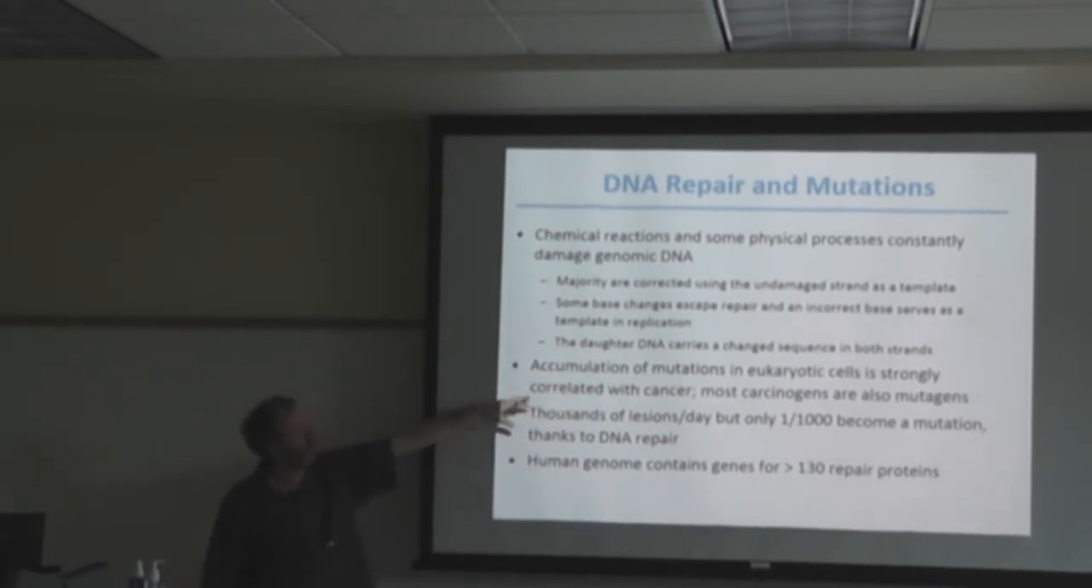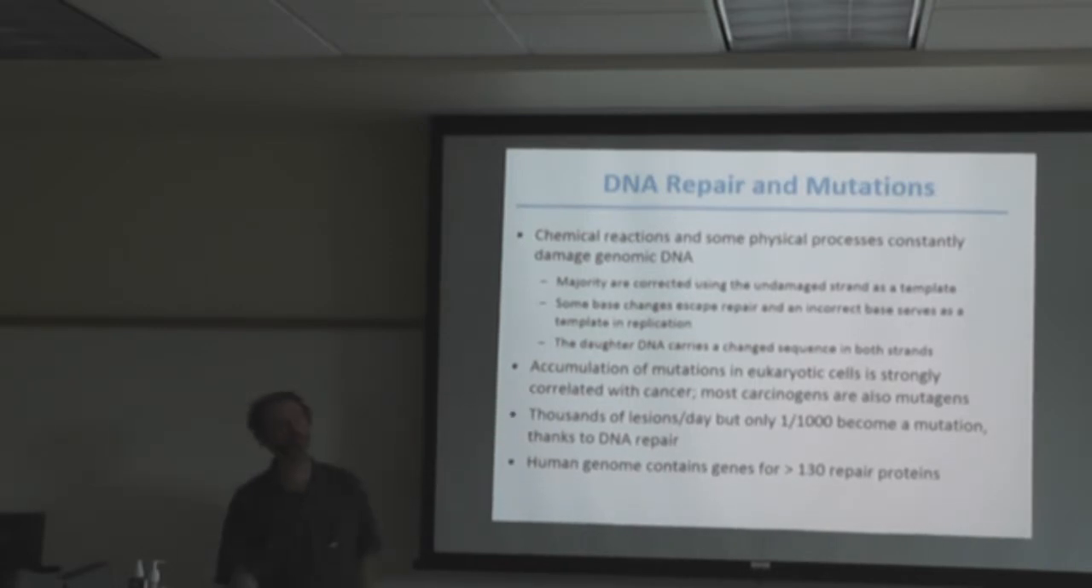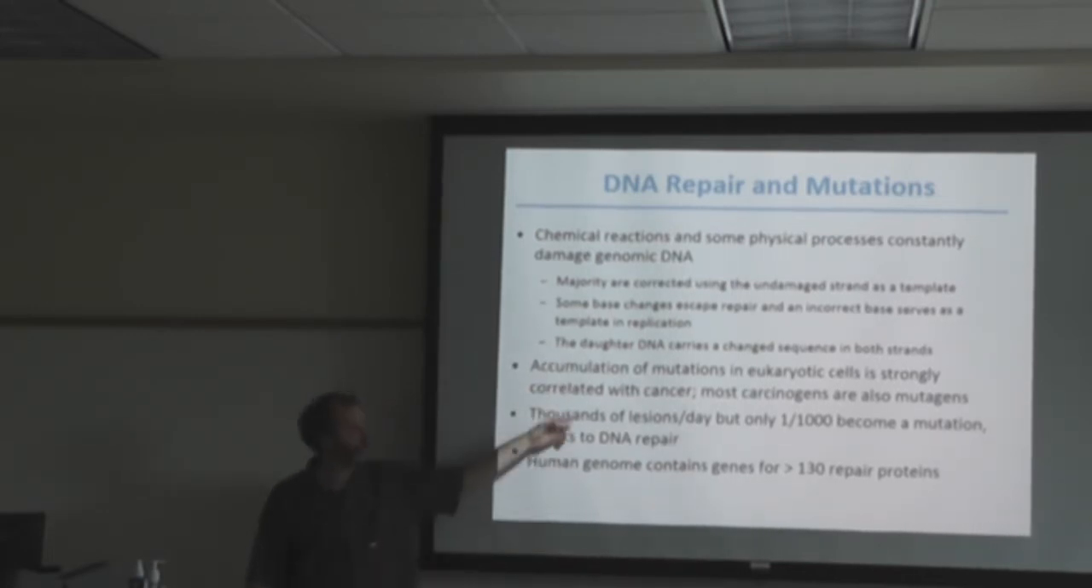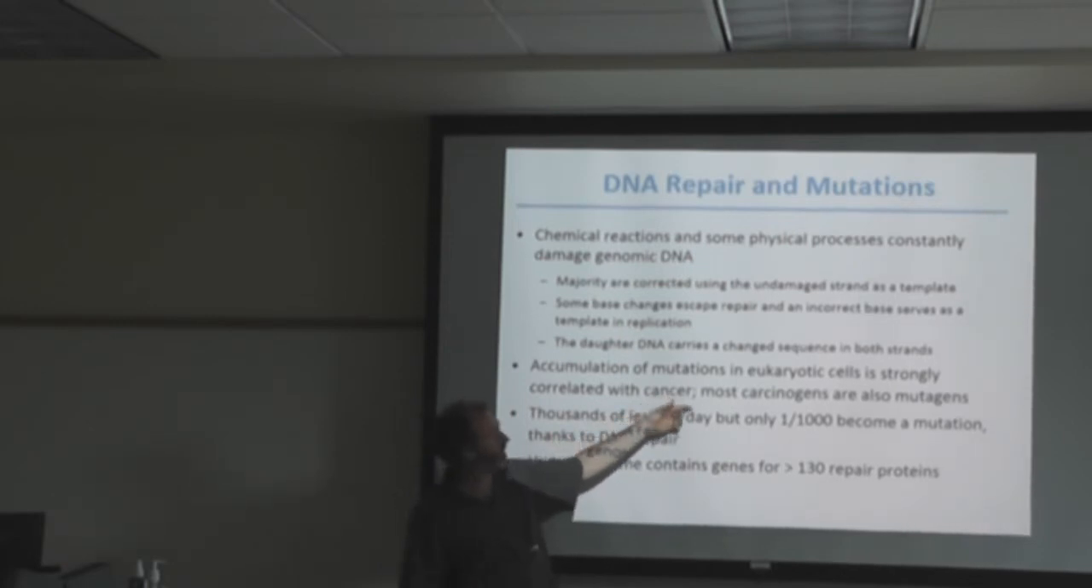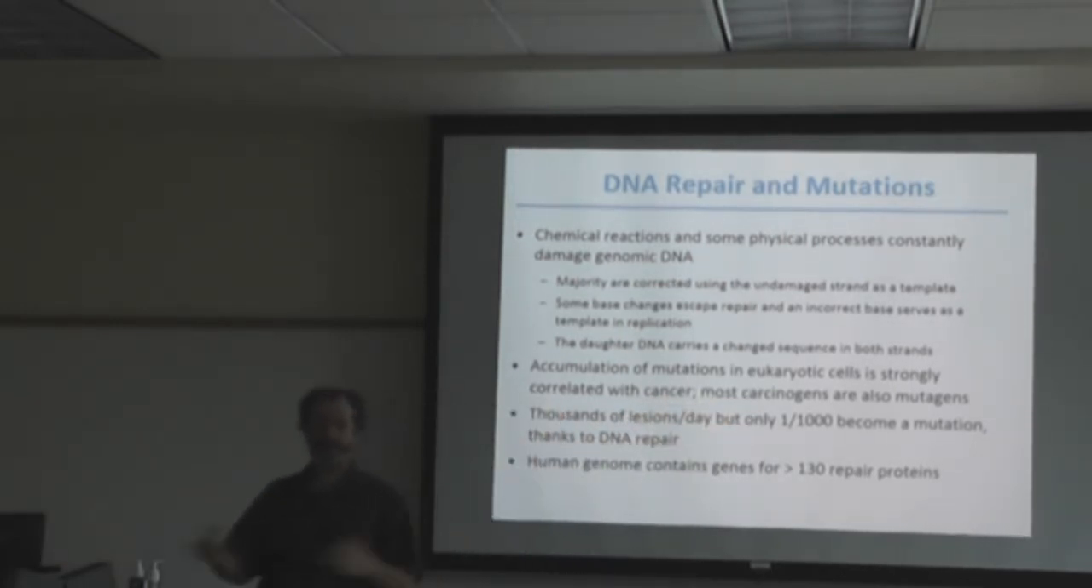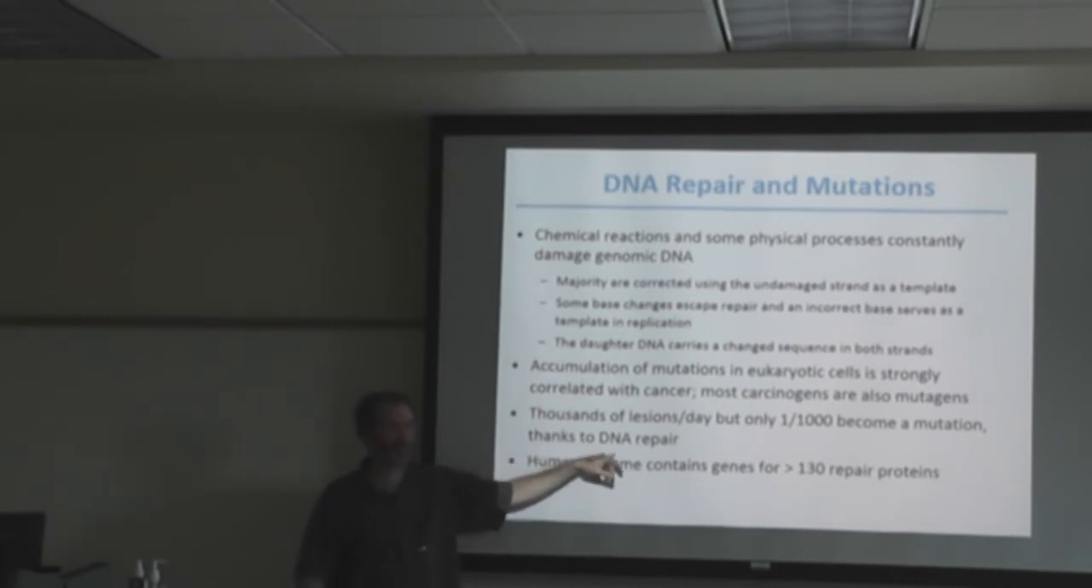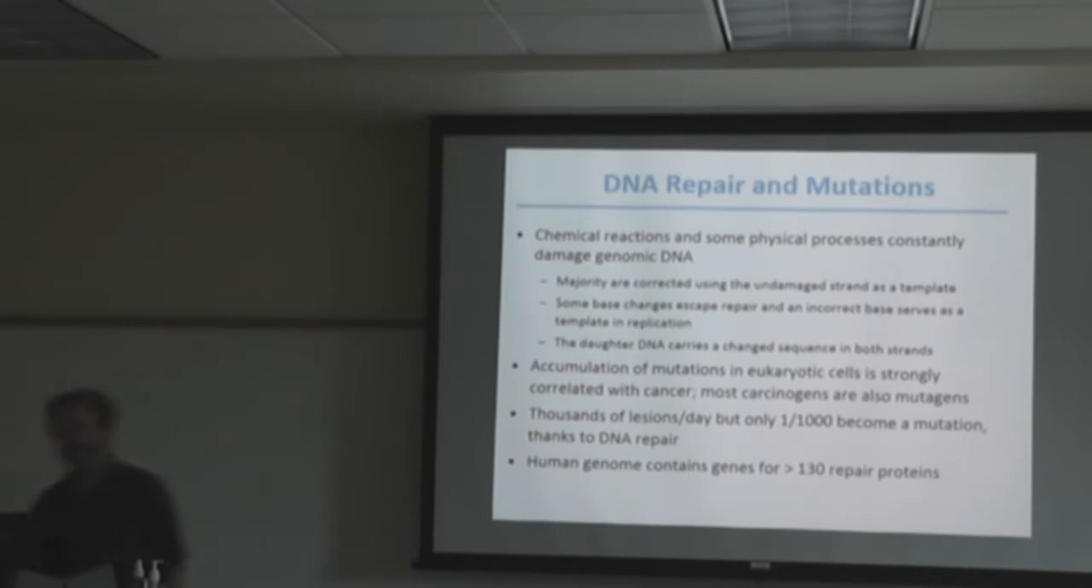Accumulation of mutations in eukaryotic cells is strongly correlated with cancer. So if we just start introducing mutations with every cycle, eventually we'll accumulate mutations. Once we accumulate mutations, eventually those mutations can interfere with cell cycle sequences or proteins, and then that can result in cancer. Thousands of lesions a day, but only 1 in 1,000th will become a mutation because of the DNA repair. The human genome contains genes for greater than 130 repair proteins.